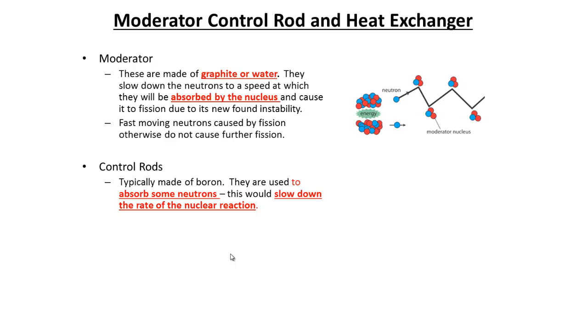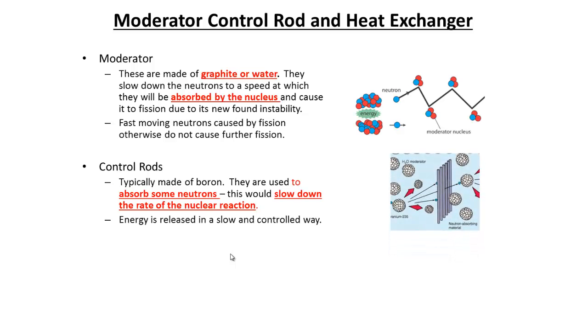Control rods. These are typically made of boron or an alloy with boron in. They are used to absorb some of the neutrons, so they slow down the rate of the nuclear reaction. So energy is basically released in a controlled way.